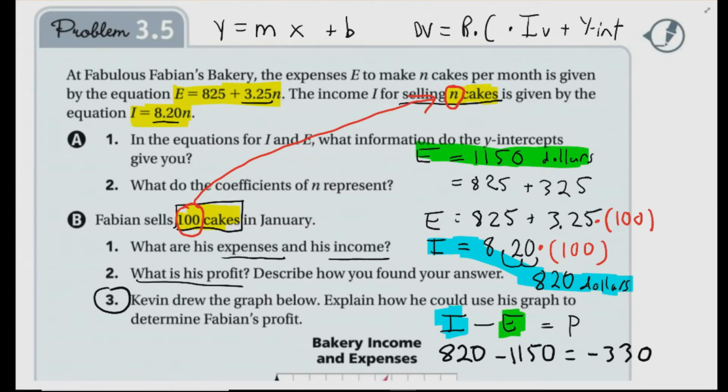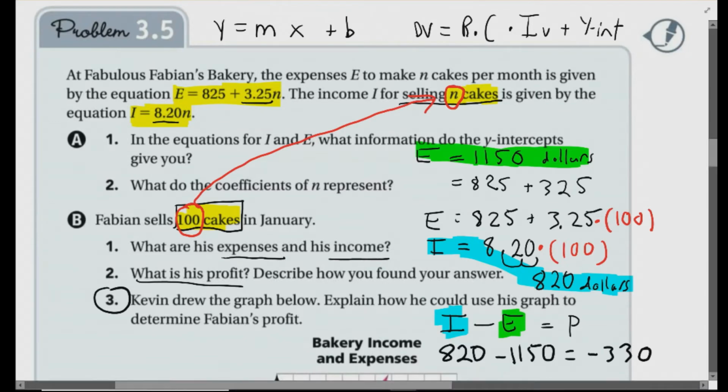In order to figure out which of these lines represent each of these equations, we really just have to take a look at some of the key features of this equation. For example, you can compare the rate of changes. If you compare the rate of change, 3.25 and 8.20, you should remember that if you have a higher rate of change, this means that the line will be steeper.